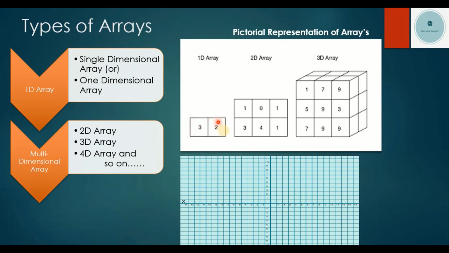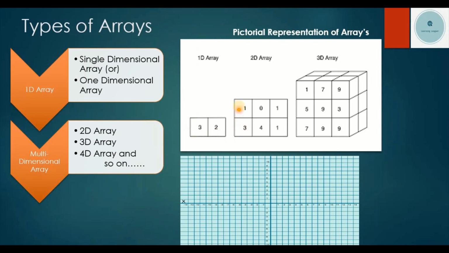See the first figure, this is called a one-dimensional array. I told you dimension is nothing but a direction. If you represent an array in only one direction, it is called a one-dimensional array. Now the question is in which direction we can represent it. You can represent an array either horizontally or vertically. Here in the figure we have represented it horizontally only. So this is called a one-dimensional array.